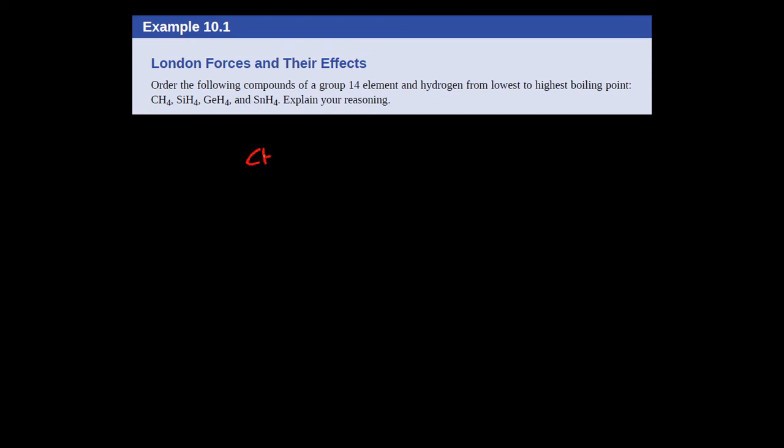Actually think about it, we have CH4, we have SiH4, GeH4, and SnH4. Tin hydride, I think is what that would be called. So, go ahead and pause the video, think about what we said about dispersion forces, and then order these with 1 being the lowest boiling point and 4 being the highest. So pause the video now and try to work that out.